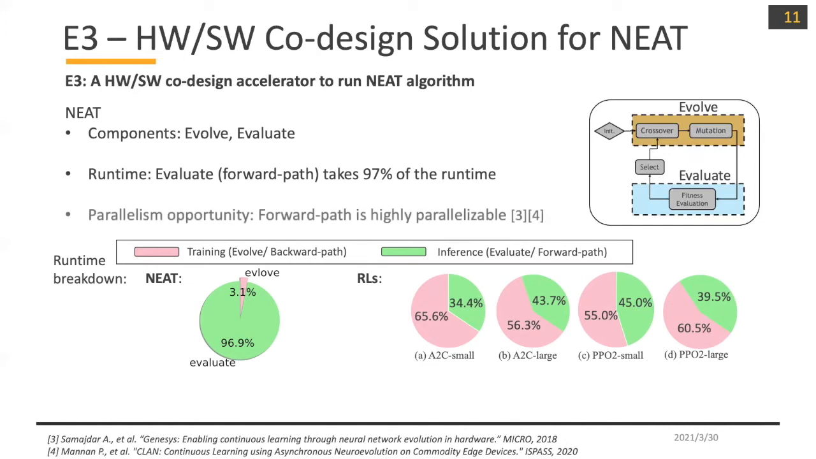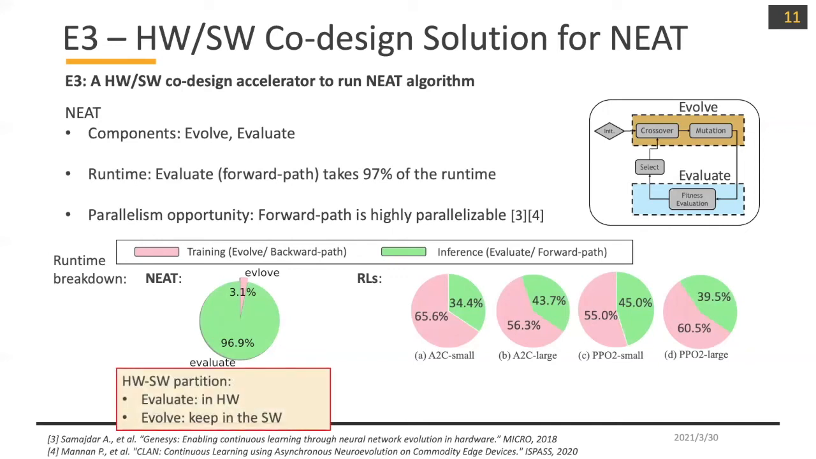Even though NEAT has a huge evaluate part, there are a lot of parallelism opportunities in the forward path. And that's why we design our hardware-software partition. We want to accelerate the evaluate part in hardware and keep the evolve part in software.